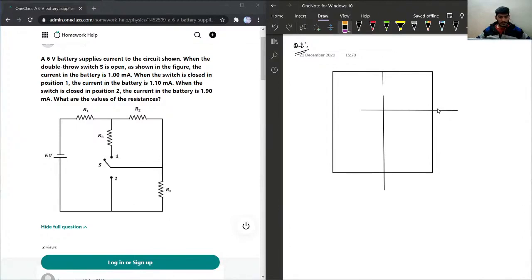Here we'll have a resistor, here, and this is not connected, and this one, here we have a battery, so this one is 6 volt. Resistor, one here, and we have an open switch here. This is 1, 2. This is R1, R2, and this one is R3.